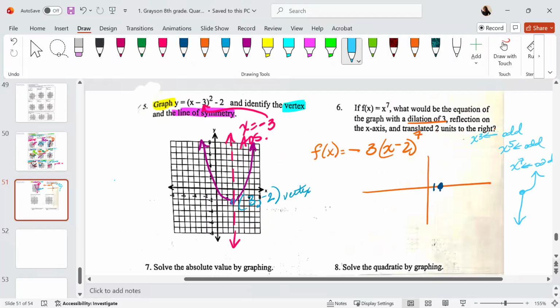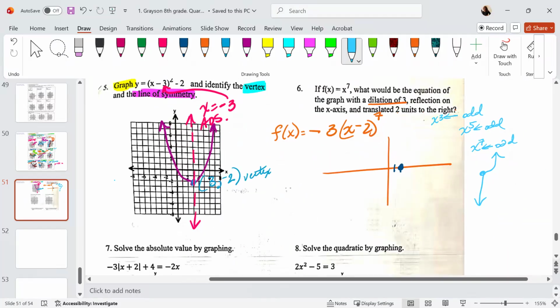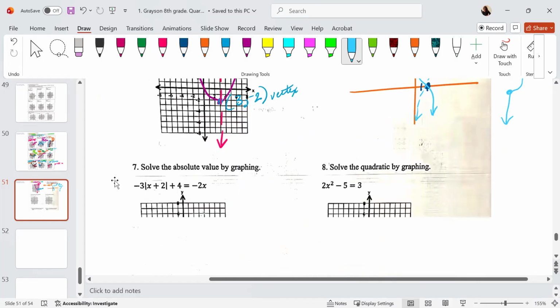All right, so then for this one, and remember, because it's reflected over the x-axis, it has to be on the opposite side like that, instead of like this. Do you see that? That right there is y equals negative x. Does that make sense? Okay. All right, number 7.